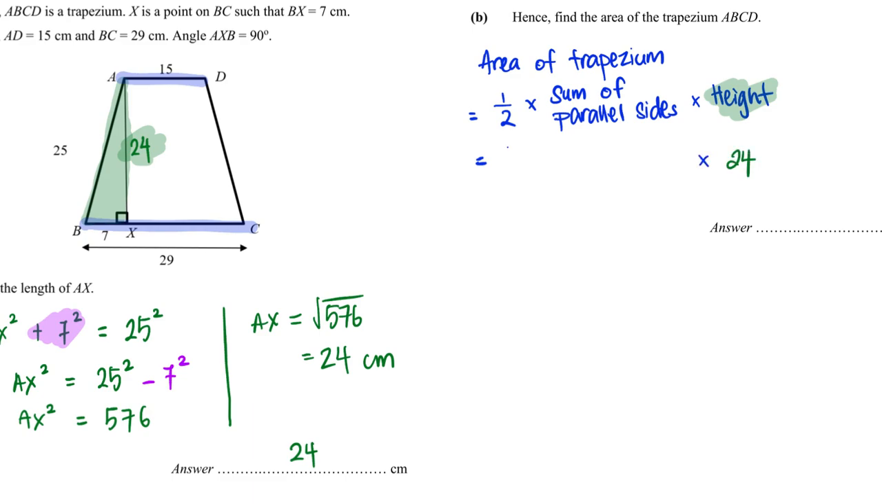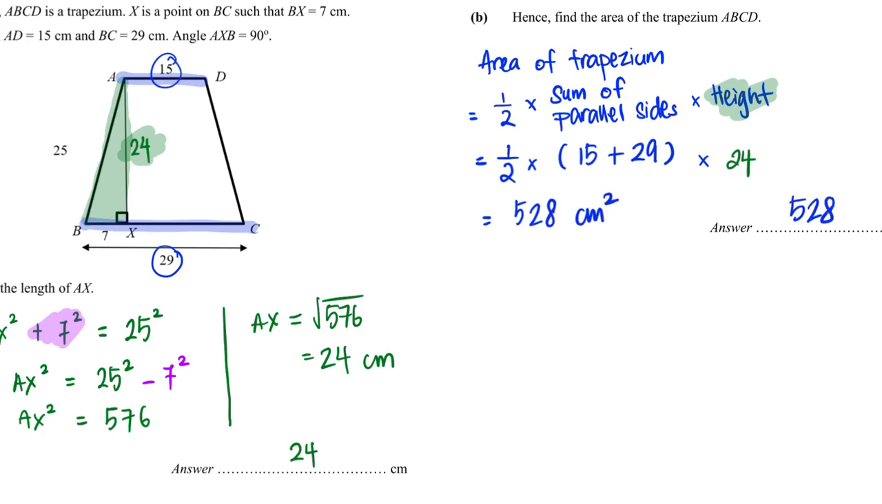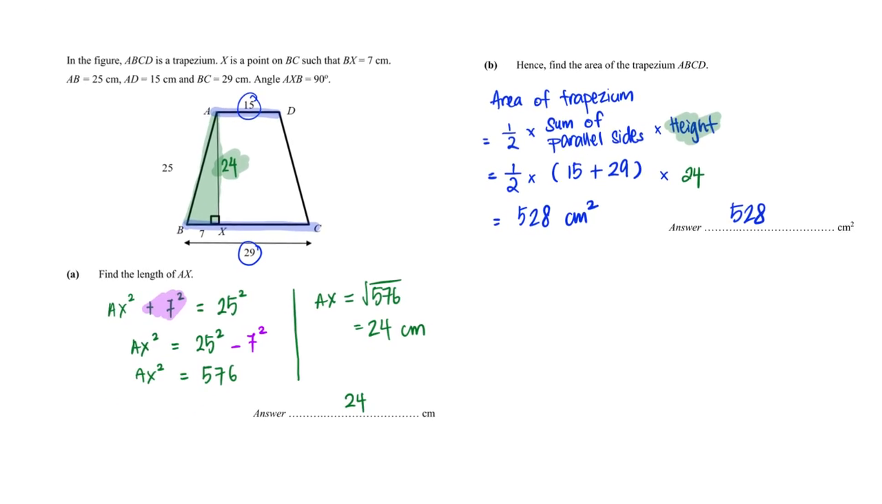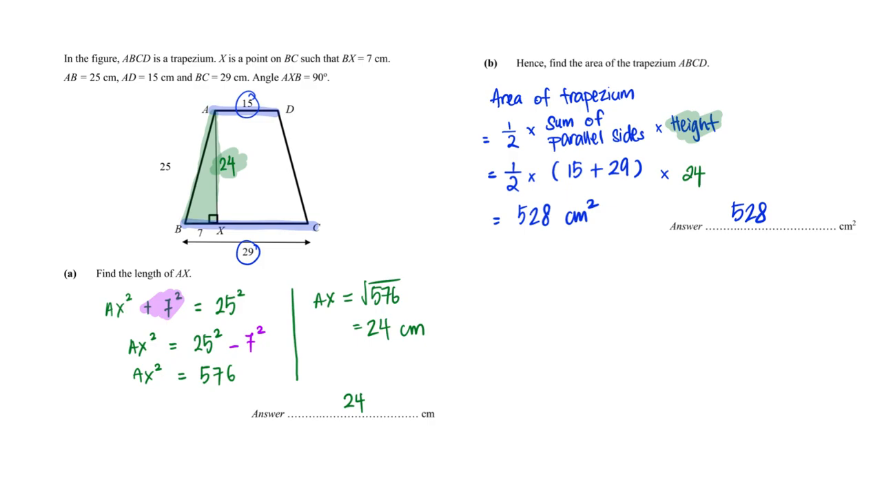We can also get the sum of these parallel sides easily. And therefore, from here, I would then be able to get the area, 528 cm squared. With that, we have come to the end of this part of the video. And let's continue to solve other math problems.